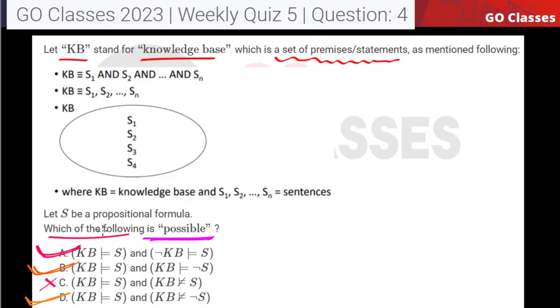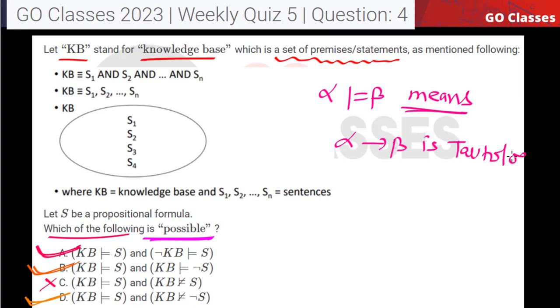So, which of the following is possible? The answer is options A, B, D. These are possible. This is the concept of inference, and the concept is very simple. Remember, whenever you say that alpha infers beta, don't be afraid of this, it is not something scary. Alpha infers beta simply means that alpha implies beta is a tautology. This is the simple meaning.